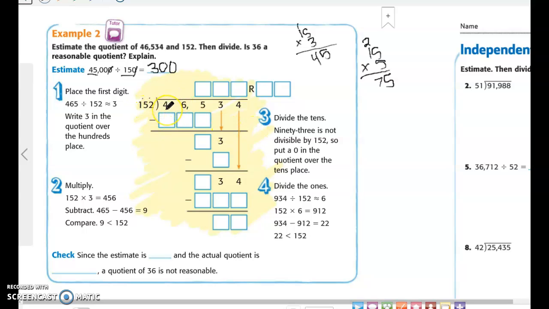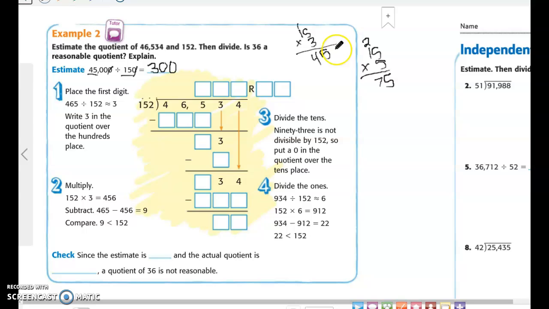Can 152 go into 4? No. What about 46? No. What about 465? Is that possible? Maybe, yeah, because I know that this number is smaller than this number. So we have to see how many times can 152 go into 465.